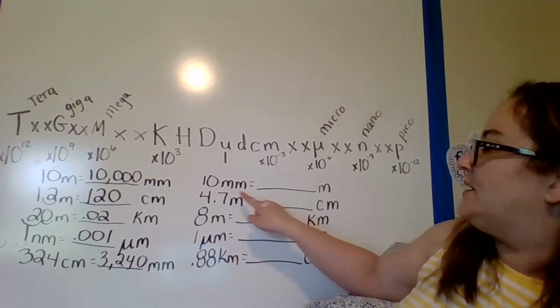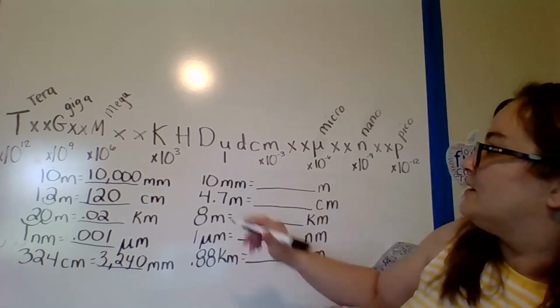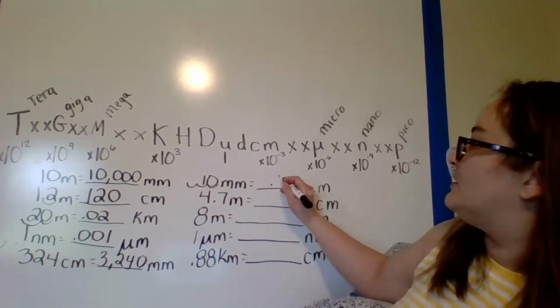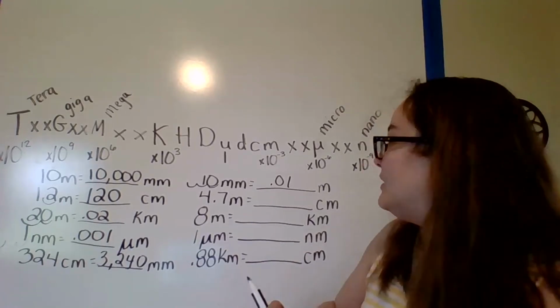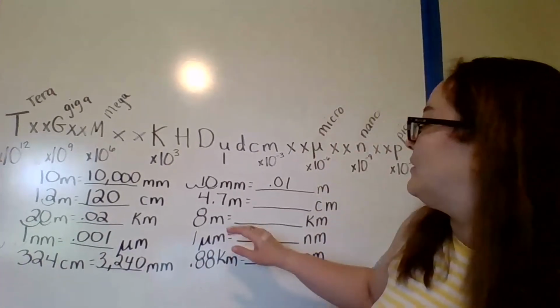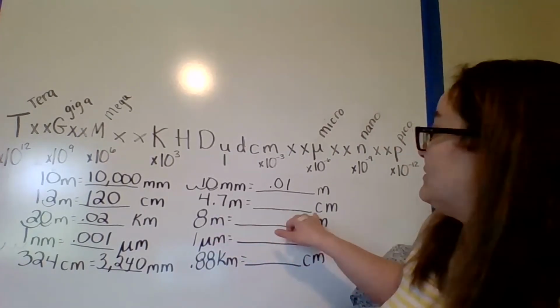All right, starting on milli, ending on unit. 1, 2, 3 to the left. So 1, 2, 3 makes it 0.01 meters. 10 millimeters is a 100th of a meter. All right, we're going to start on unit and end on centi.